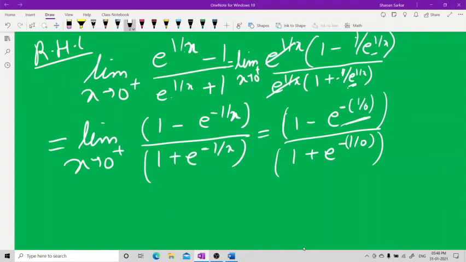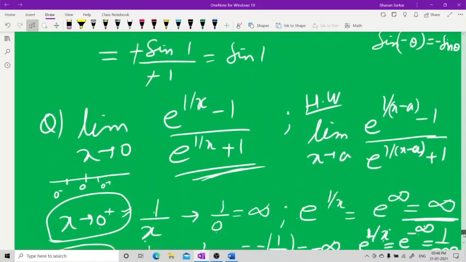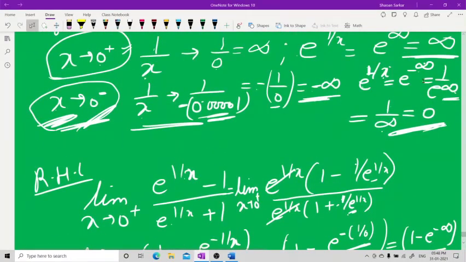So this quantity will behave like 1 minus e to the power of minus infinity, and this quantity will behave like 1 plus e to the power of minus infinity. Now e to the power of minus infinity, I told you, look here. Where is it? Here it is. E to the power of minus infinity came out to be 0. So this idea I'm going to use here.